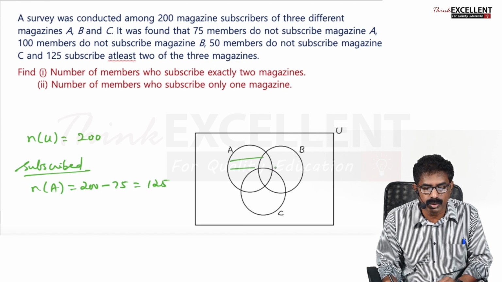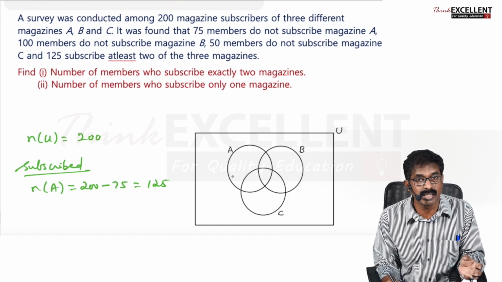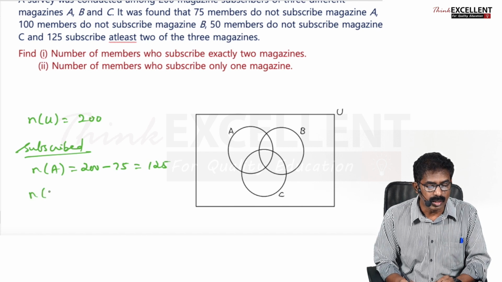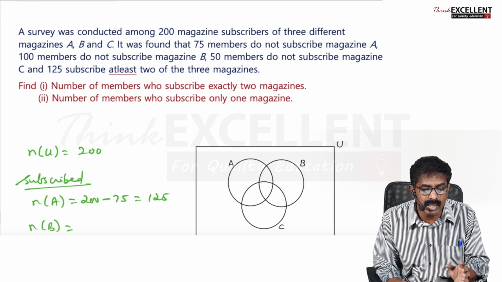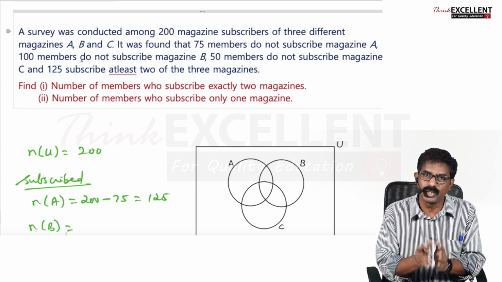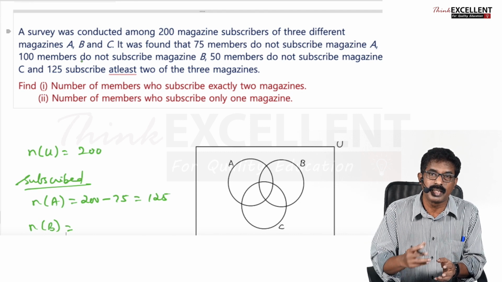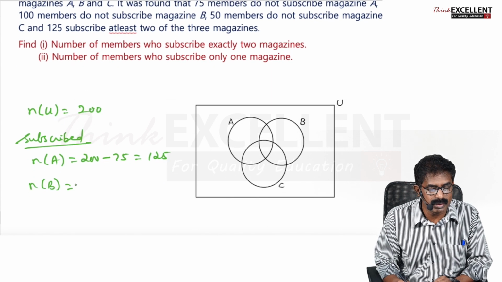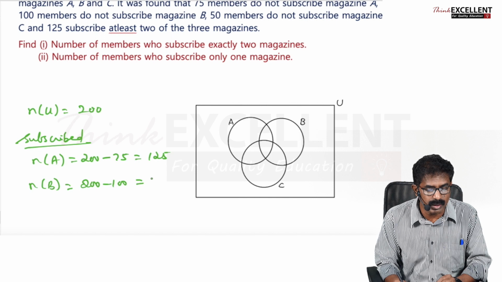So inside A, totally it is what? 75, because we are considering subscribed. It is given not subscribed, so we just find the difference, and you'll get subscribed. Now, how many subscribed for B? You see the next one. 100 members do not subscribe for B. So totally 200, 100 of them do not subscribe for B. That means the remaining. What's the remaining? 100, right? 200 minus 100 is 100 only. So those who subscribe for magazine B is 200 minus 100, that is 100.